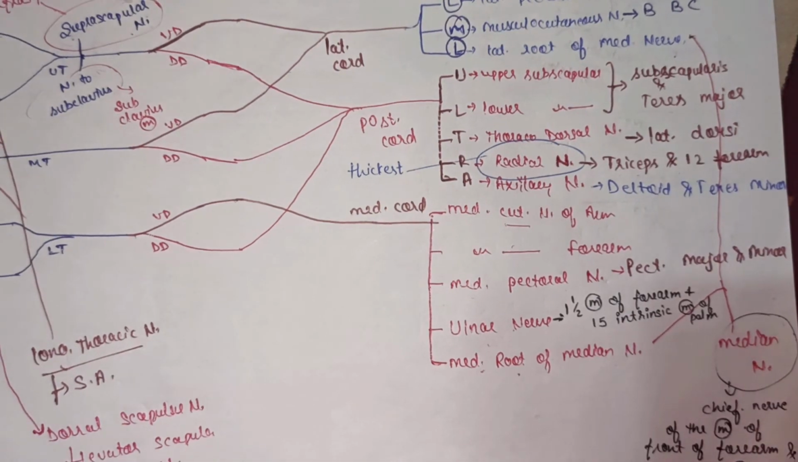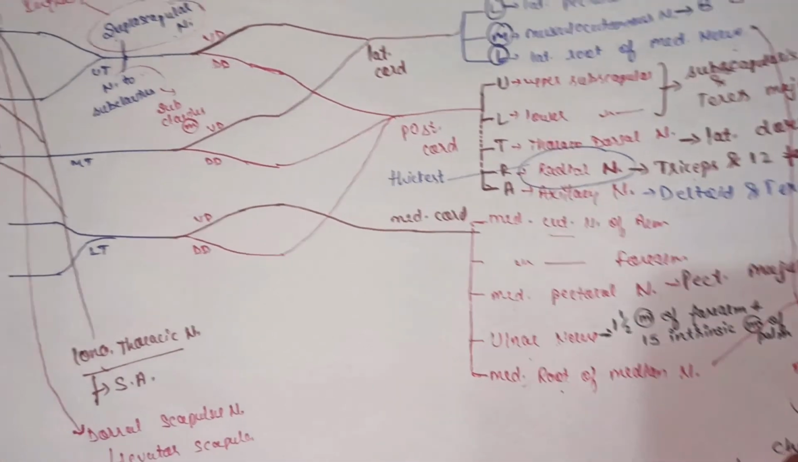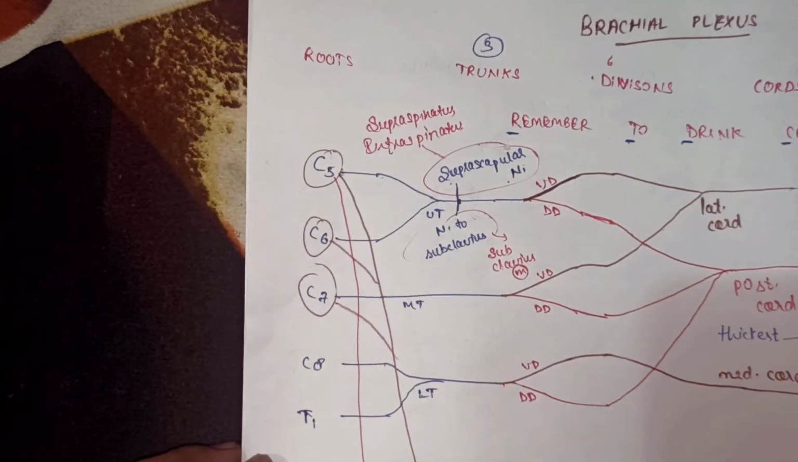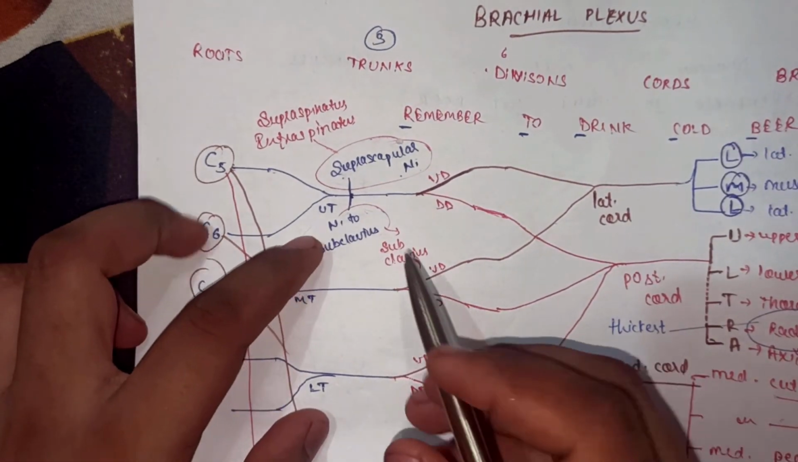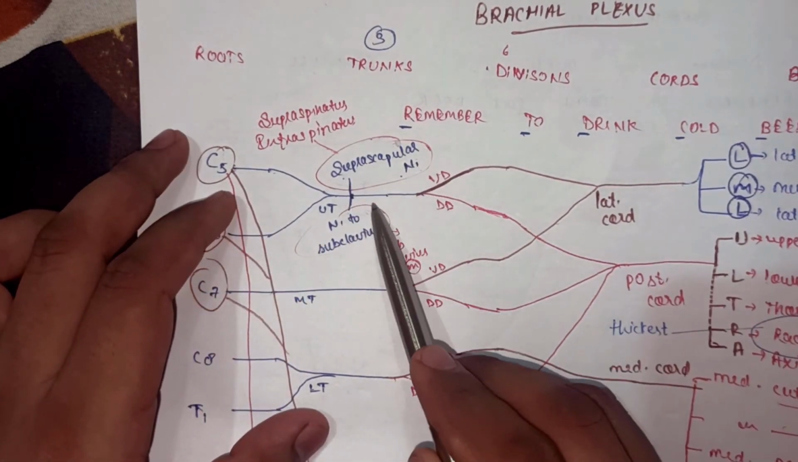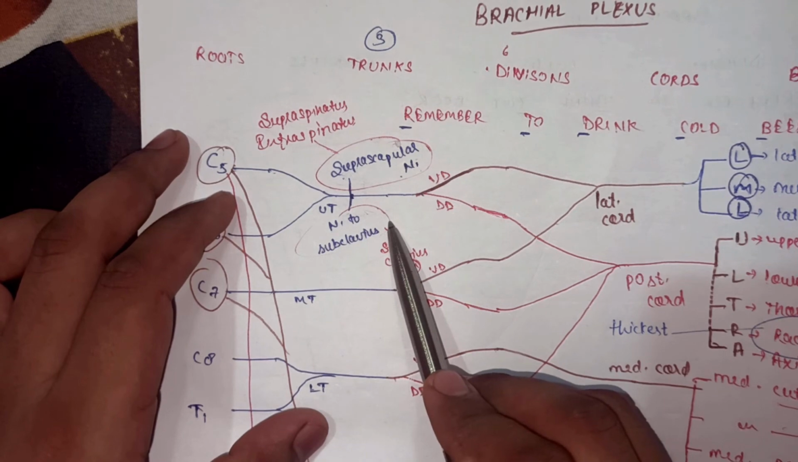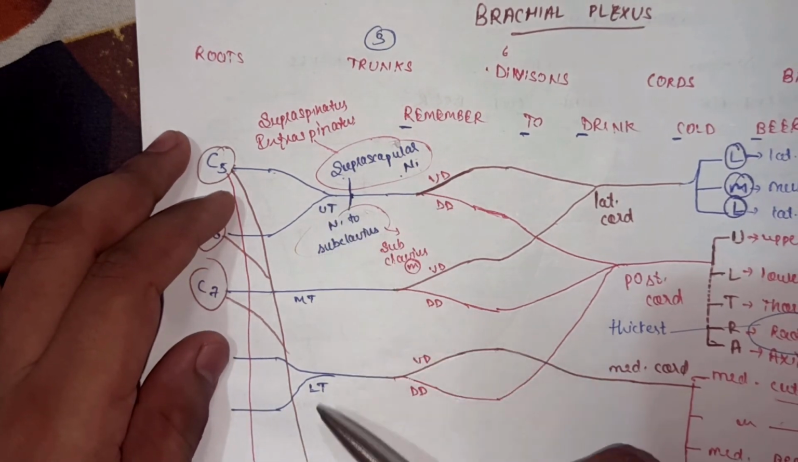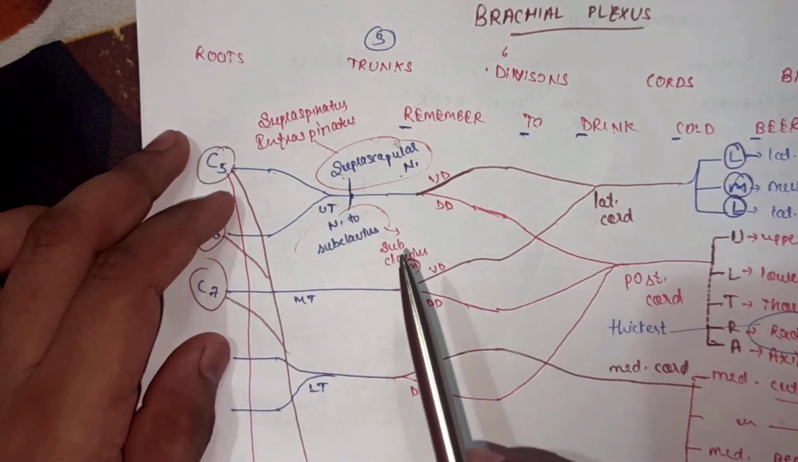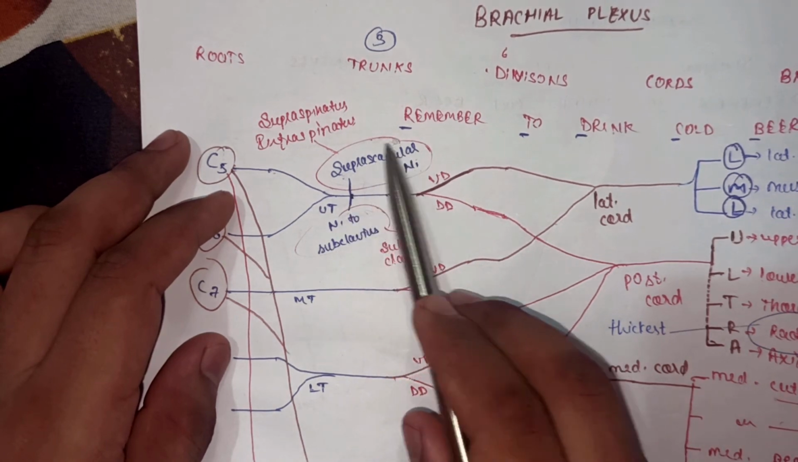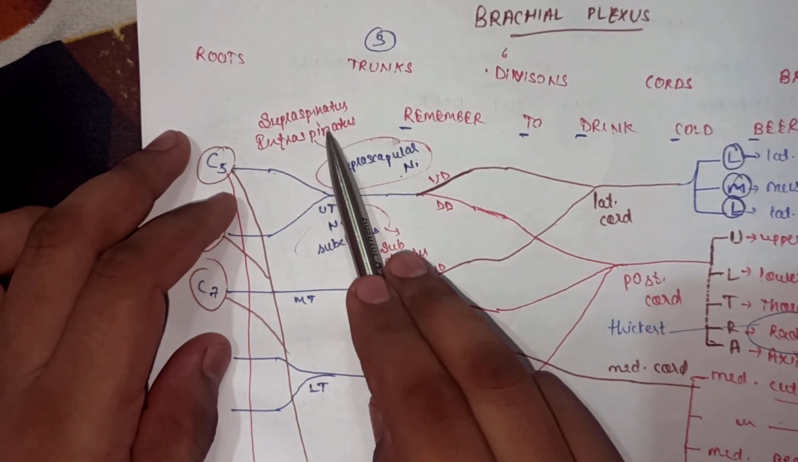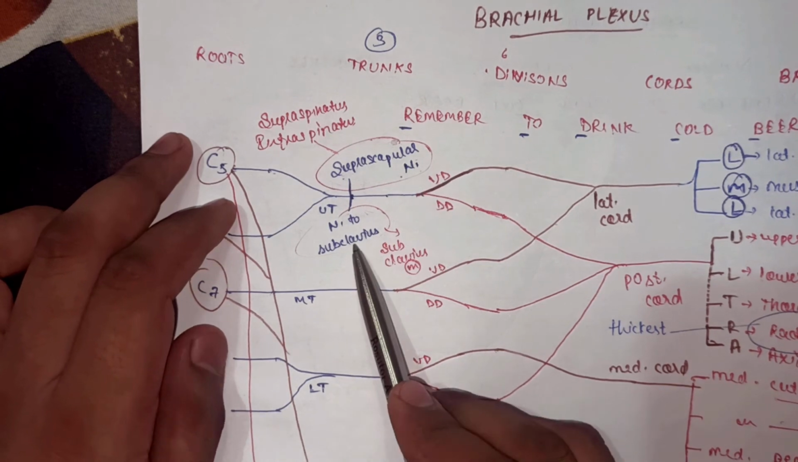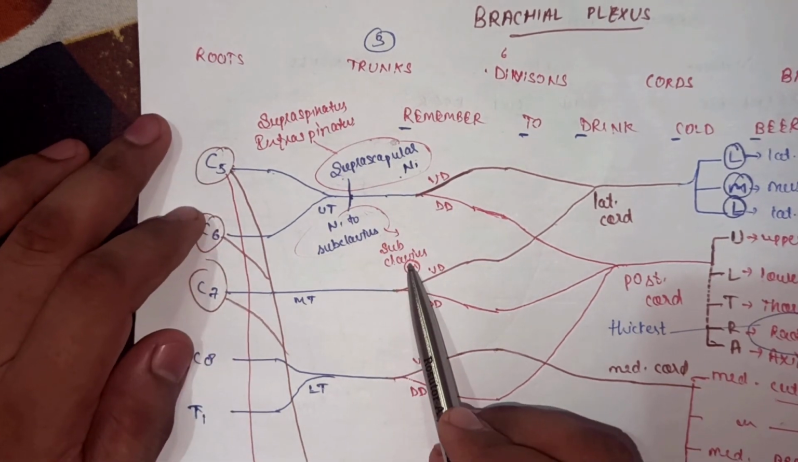One more thing is left. The upper trunk gives branches. The upper trunk gives 2 branches, the suprascapular nerve and nerve to subclavius. The upper trunk is the only trunk which gives branches. The suprascapular nerve supplies the supraspinatus and infraspinatus muscles, and the nerve to subclavius supplies the subclavius muscle.